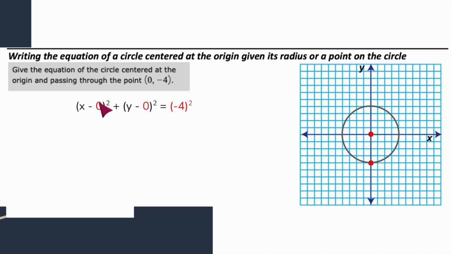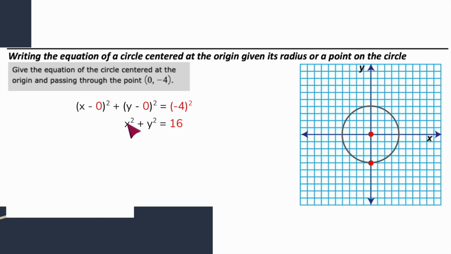So it's x minus h squared plus y minus k squared. Remember, those are both 0, 0. And then equals r, which is -4 right now. I'm just using that distance, -4 squared. So the square is actually going to get rid of the negative. So we're going to end up with these ones, x minus 0 is just x, right? So it's just x squared, and same thing with the y here. So it's just y squared.